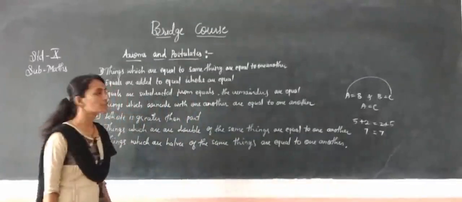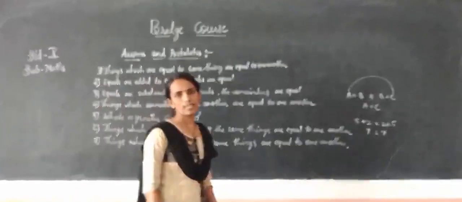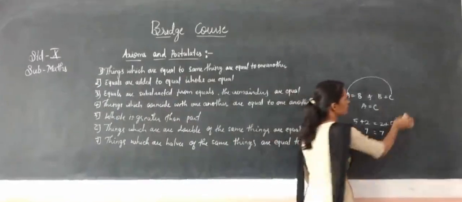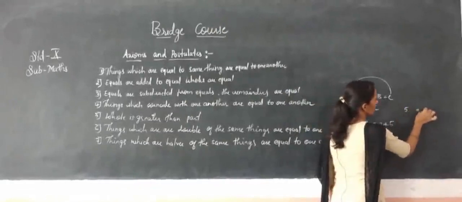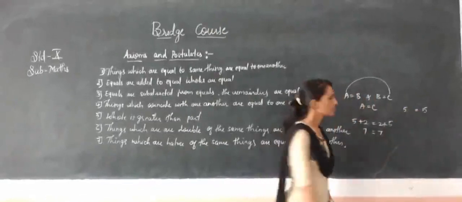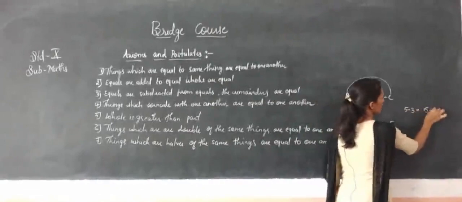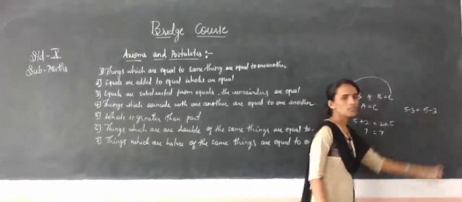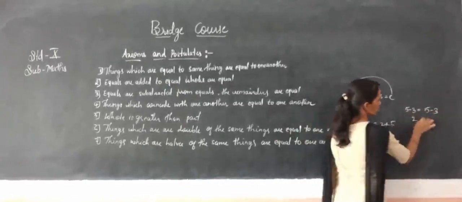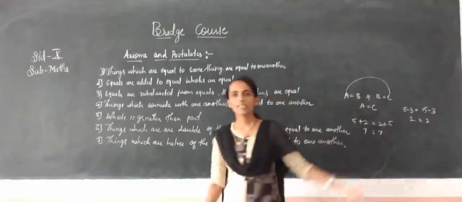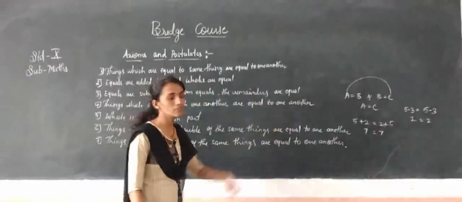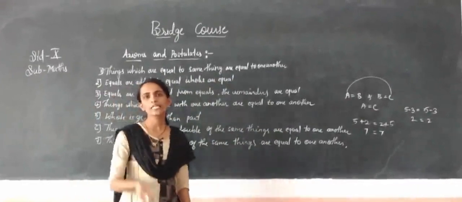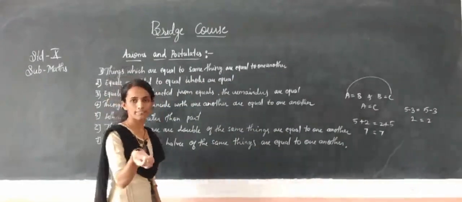Then, if equals are subtracted from equals, the remainders are equal. First we take any two equals, 5 equal to 5, both are equal. Subtract equals, 3 and 3 are equal, so subtract 3 from 5 on both sides, what do we get? 2 is equal to 2. So the remainders are equal, that's why we say that when equals are subtracted from equals, the remainders are equal.